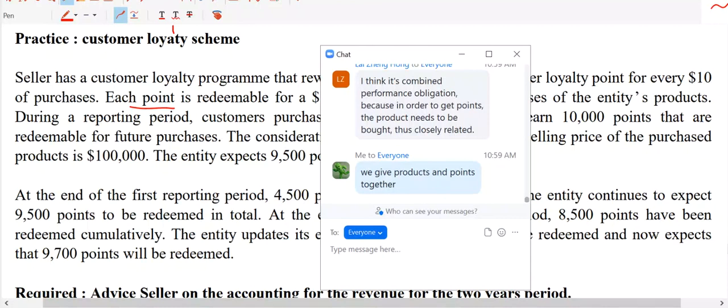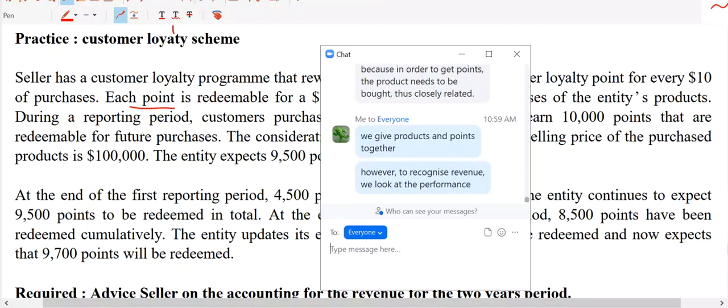But in order to recognize the revenue, we look at the performance. Now for the product, let's say for example, the customer purchases toilet paper. So we give the toilet paper to the customer, and after that, we do not have any more performance. At that point when we are giving the toilet paper, what to do with the toilet paper is all up to them.